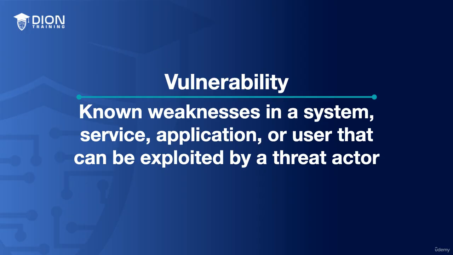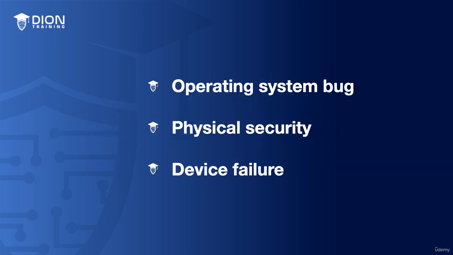Vulnerabilities are known weaknesses in a system, service, application, or user that can be exploited by a threat actor. These vulnerabilities can be present in various forms, including operating system bugs, physical security such as an unsecured server room door, or even device failure such as the loss of a hard drive. By identifying vulnerabilities, organizations can take steps to patch and address them before they're exploited by a threat actor.